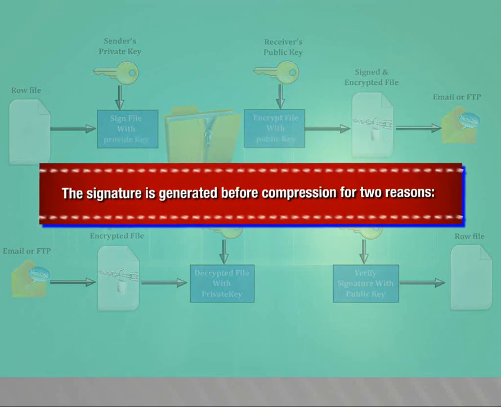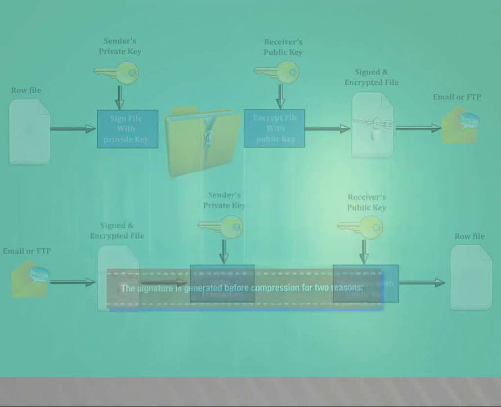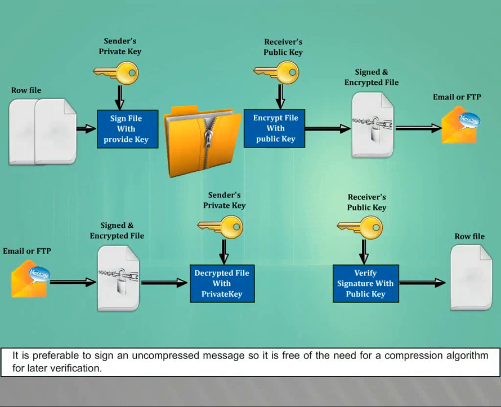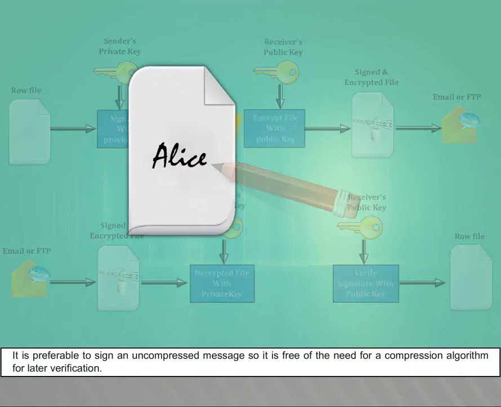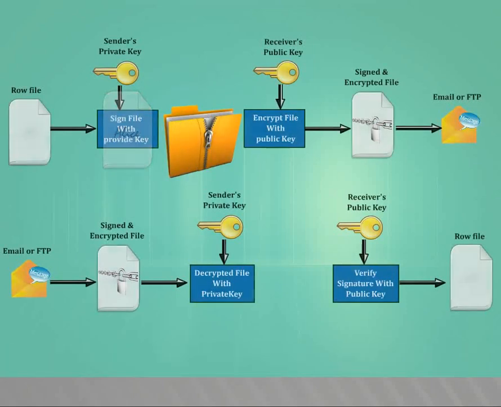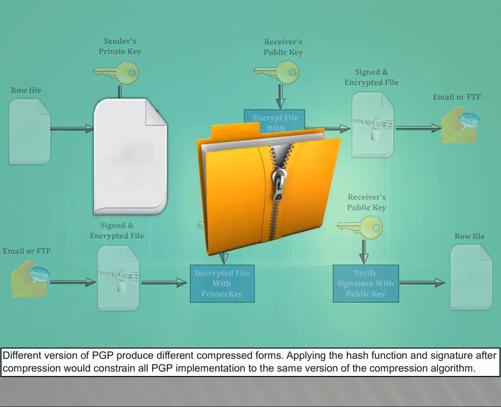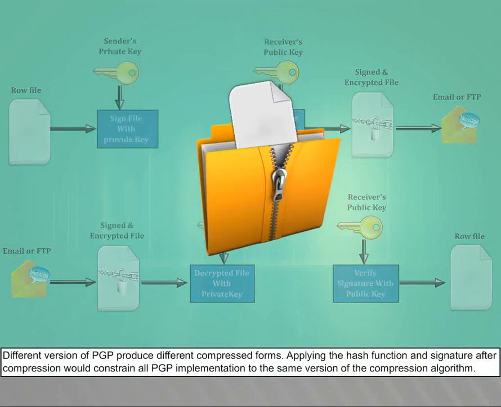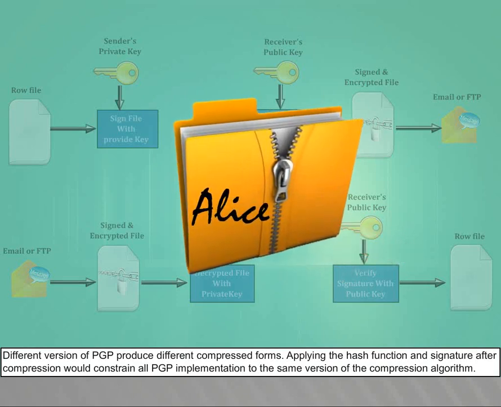The signature is generated before compression for two reasons. It is preferable to sign an uncompressed message, so that it is free of the need for a compression algorithm for later verification. Different versions of PGP produce different compressed forms. Applying the hash function and signature after compression would constrain all PGP implementations to the same version of the compression algorithm.